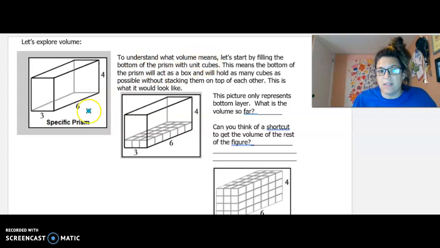All right, so let's explore volume of this rectangular prism. To understand what it means, let's start by filling the bottom of our prism with unit cubes. We want to know how many cubes can fit inside of this prism. So if we start at the bottom and make one layer down here, this picture just represents how many are on the bottom layer, right? But volume is we got to stack them up, and we have 4 of those sections that we had on the bottom, and that's what volume is.